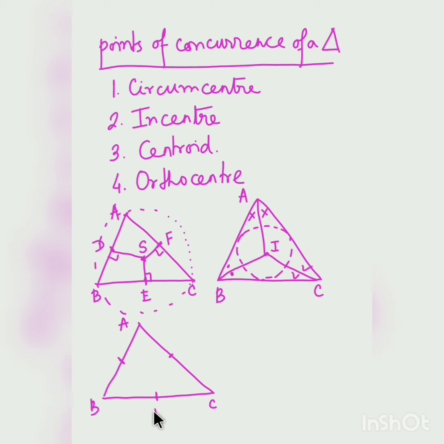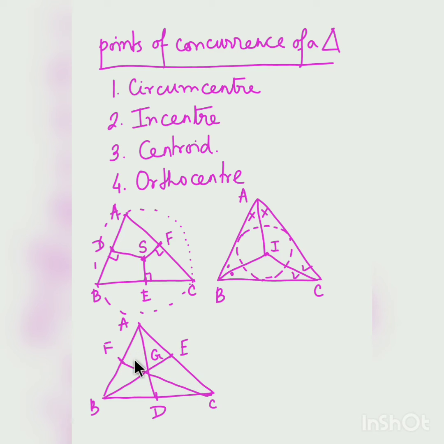What is a median? A median is a straight line drawn from one vertex to the midpoint of the opposite side. So AD is a median, BE is another median, and it's a little crooked, CF is the third median. They also pass through one point, suppose that is G. This G is the centroid. So what is centroid? The point at which all the three medians of a triangle meet.